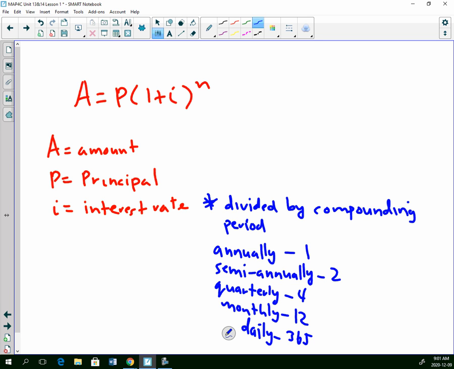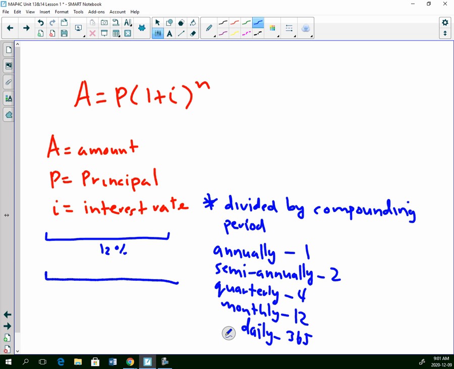So maybe you get 12% for the whole year, but if you get it monthly, you're getting 1% every time. Okay, because they're going to divide that 12% up so that by the end of the year you get your 12%, but you're getting it every month. Or you could get it once in one big chunk, right? You could get the whole 12% at the end of the year annually. So let's say we had 12% annually.